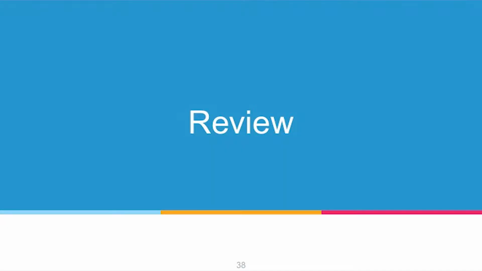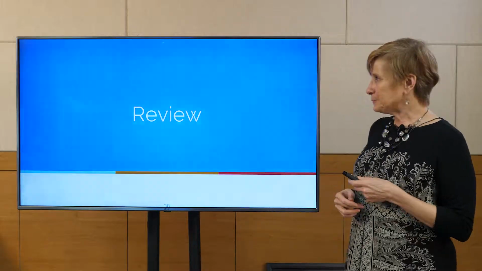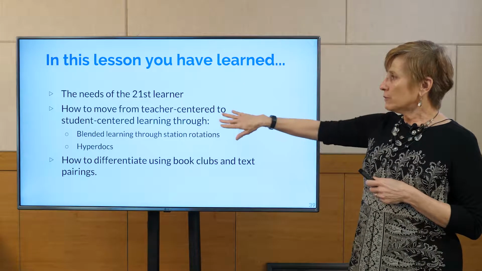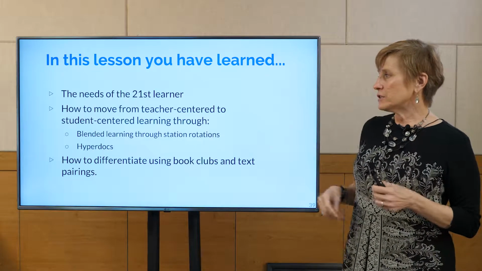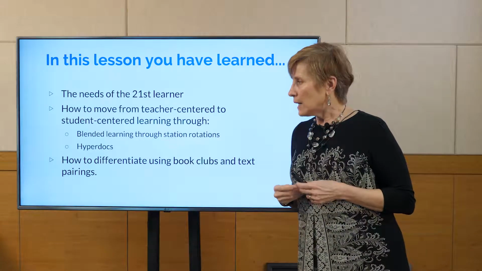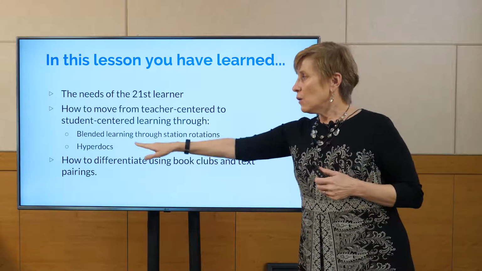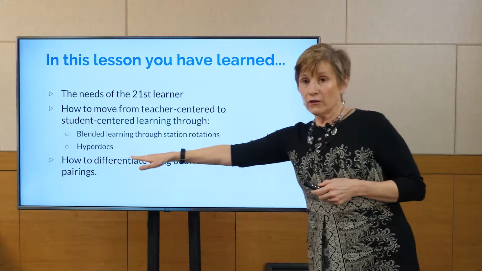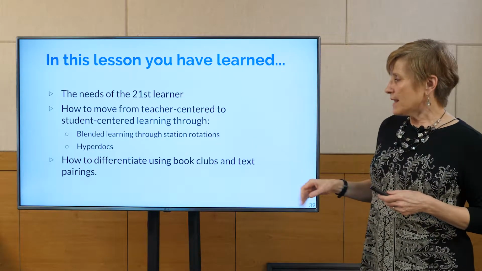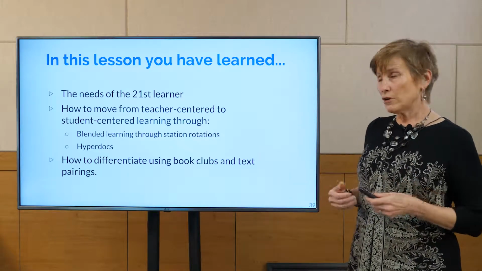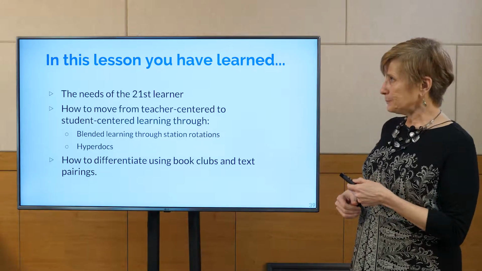So let's review what we've learned in this lesson. We've looked a little bit at the needs of the 21st century learner. We've learned how to move from teacher-centered to student-centered learning by using a couple of paradigm shifts. One is moving toward blended learning using station rotations. The other is using hyperdocs. And lastly, we've learned how to differentiate using either book clubs or what are called text pairings.